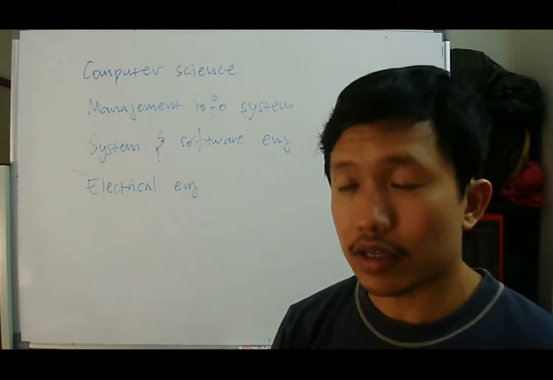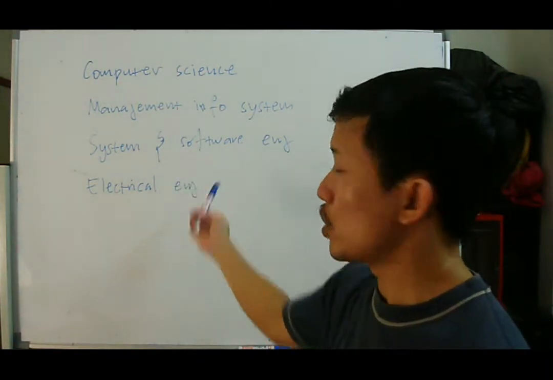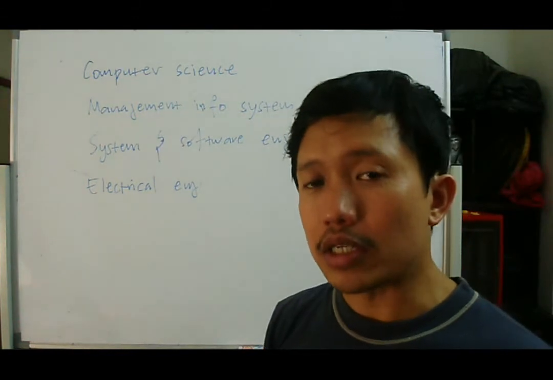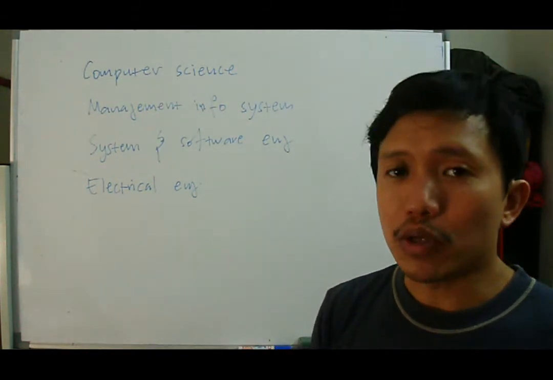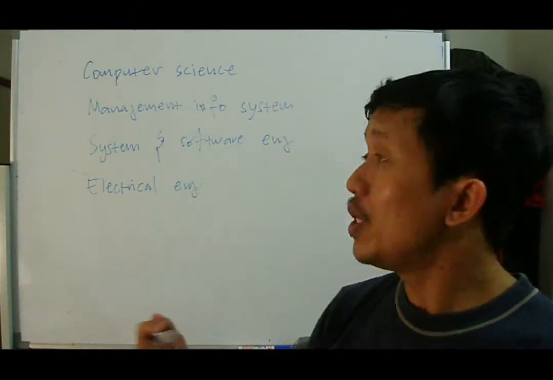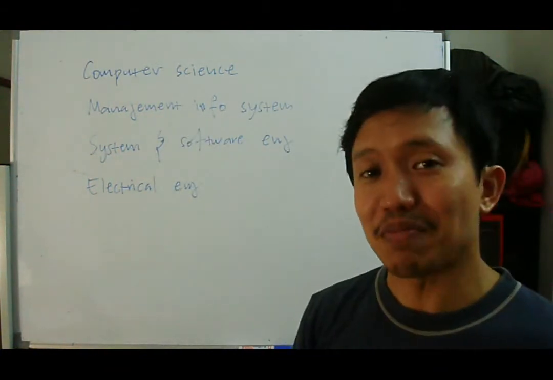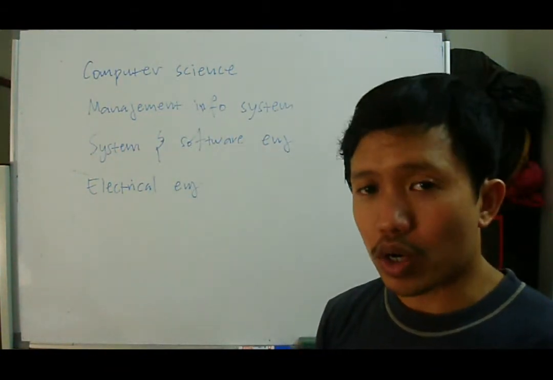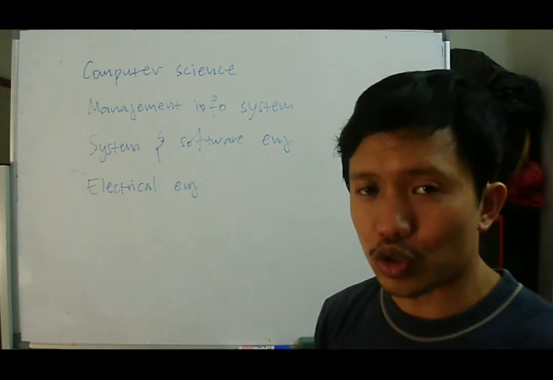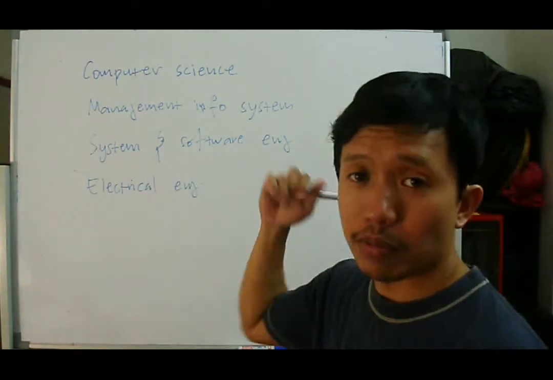Now, of course, if organizations want to use a system, they need to have someone to build it first. So that is the purpose of system and software engineering. The system engineering people will be able to come up with a system to be used by these management information system people, to be used by an organization. An IT solution, so to speak. So these guys are the IT solution people.